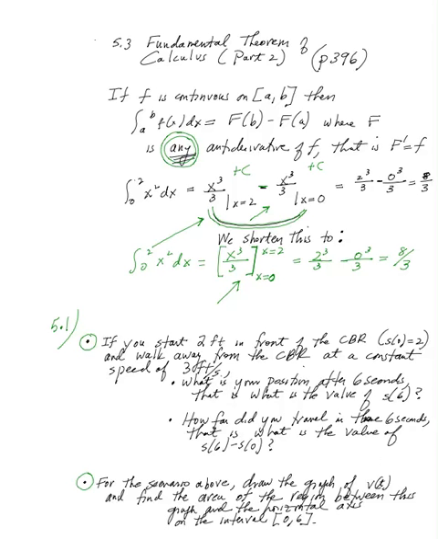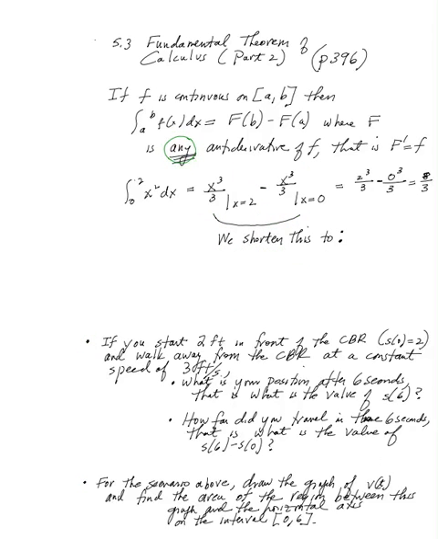then the definite integral from a to b of f of x dx is capital F of b minus capital F of a, where F is any antiderivative of little f. In other words, you find an antiderivative of little f, evaluate it at the endpoints, and subtract. Now, it says any antiderivative.